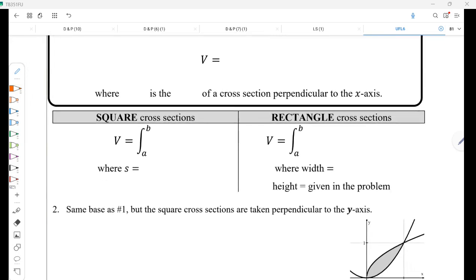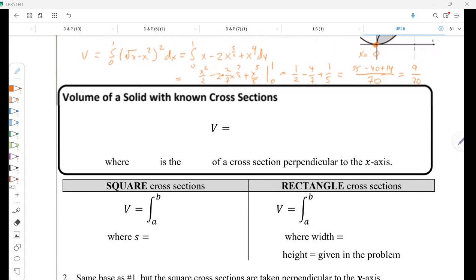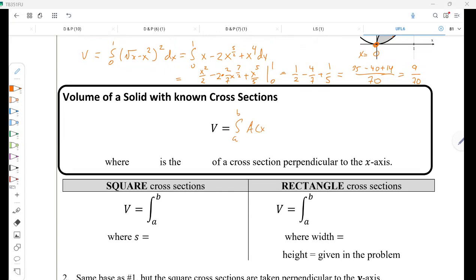Some of this is a little bit repetitive. That's okay. Volume of a solid with known cross sections. We already said this. This is just the integral from a to b of the area formula, where A of x is the area of a cross section.